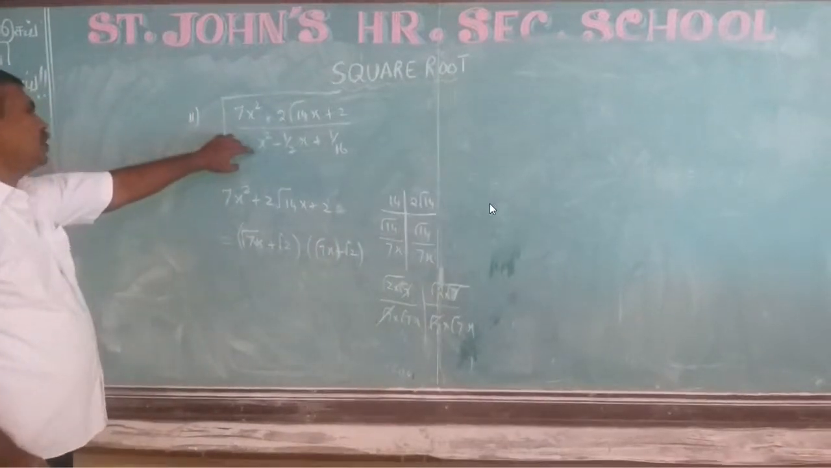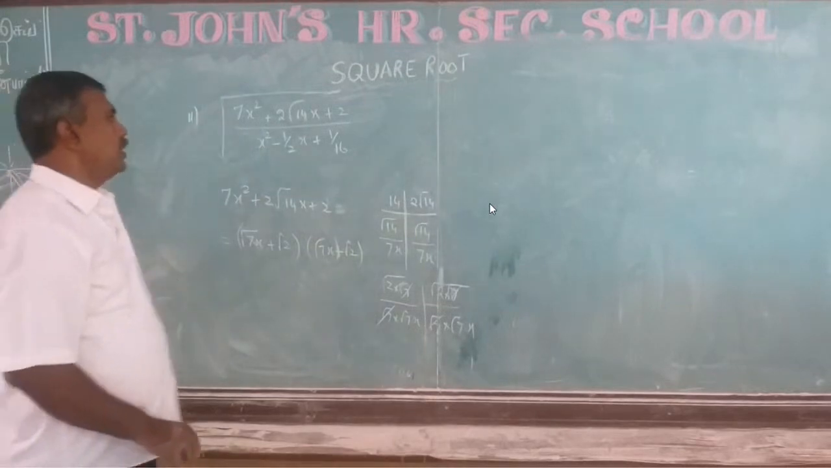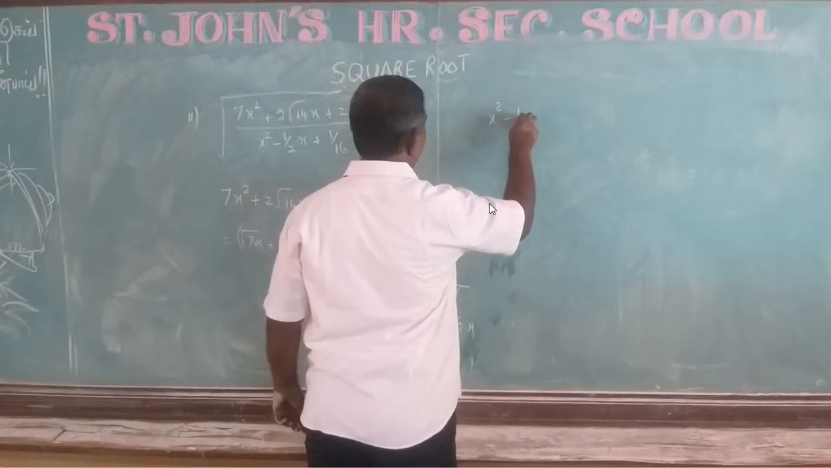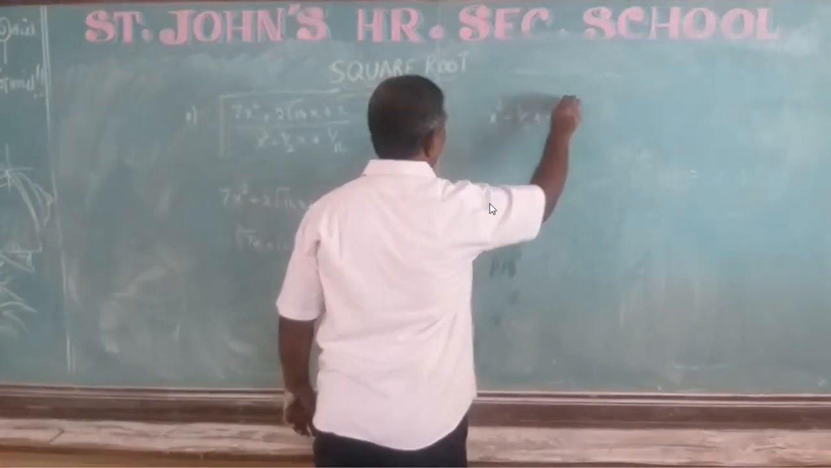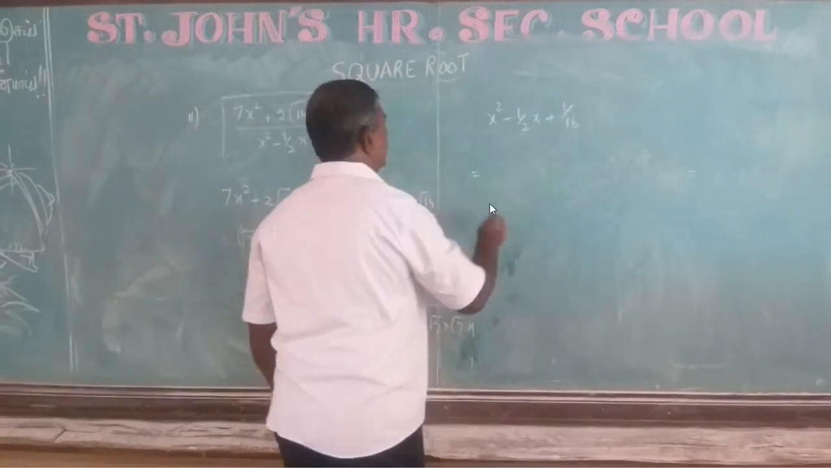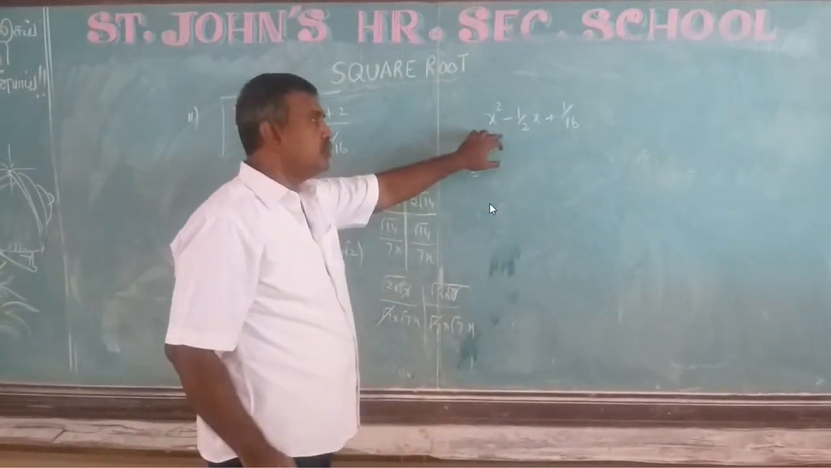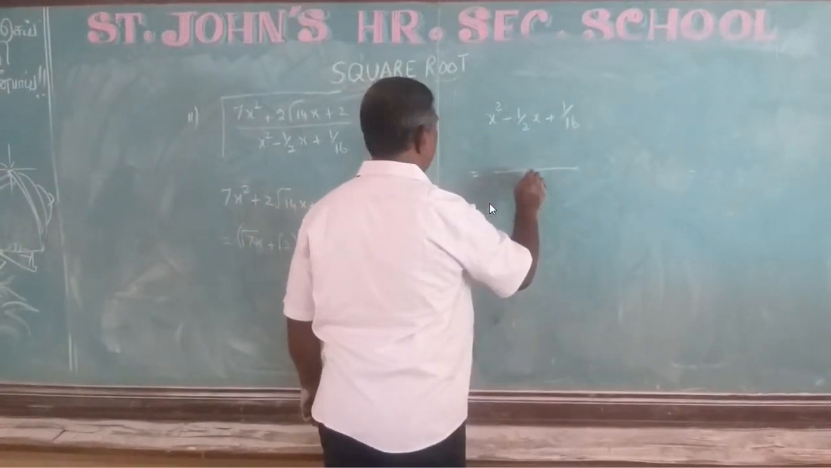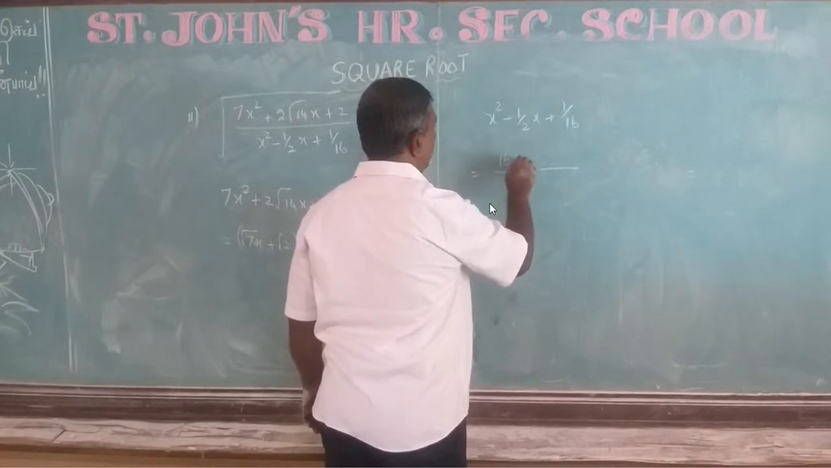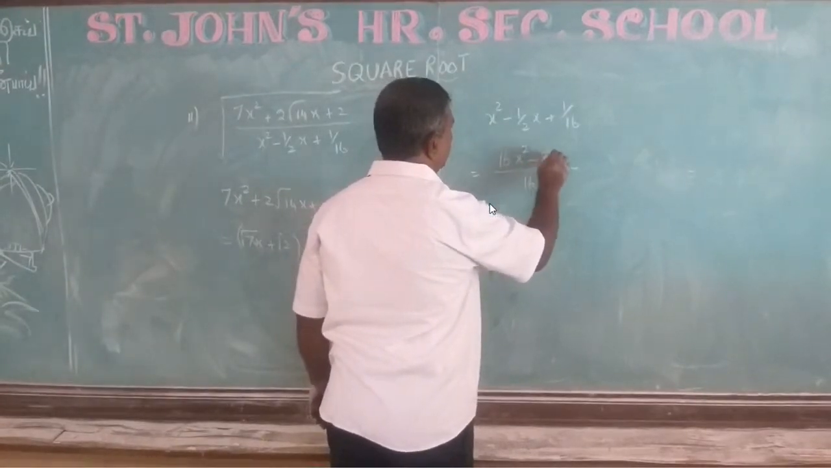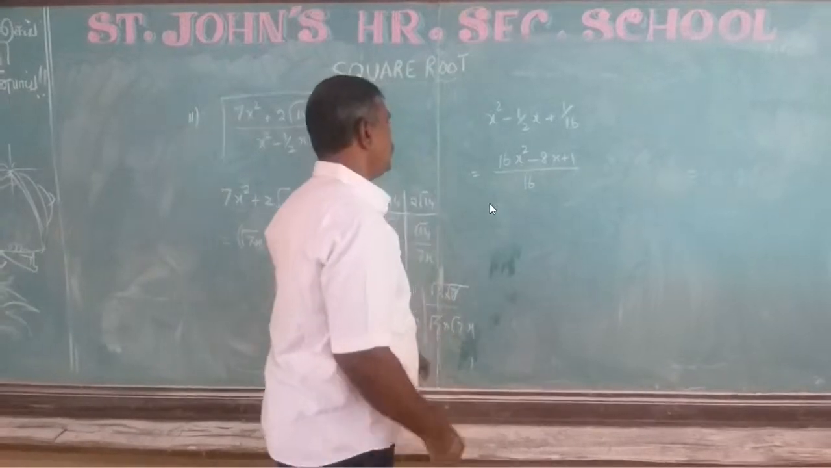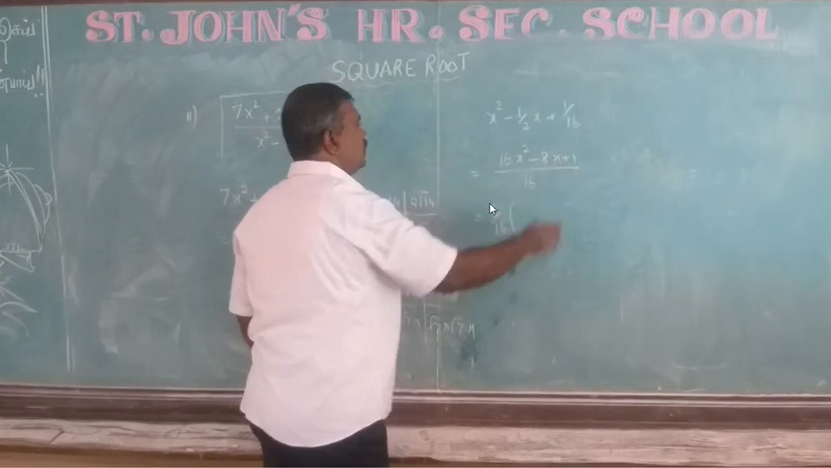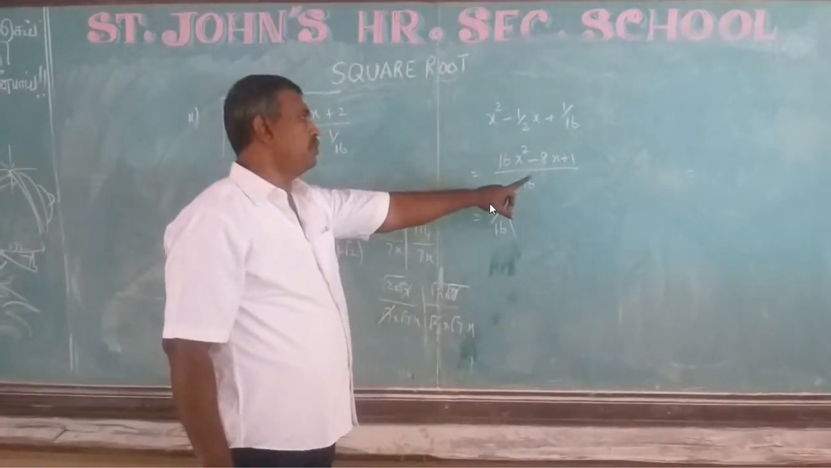Again we take the denominator. The denominator value is x square minus 1 by 2x plus 1 by 16. First we take the LCM, which is 16: 16x square minus 8x plus 1. We take the 16 outside and factorize the value by the T method.